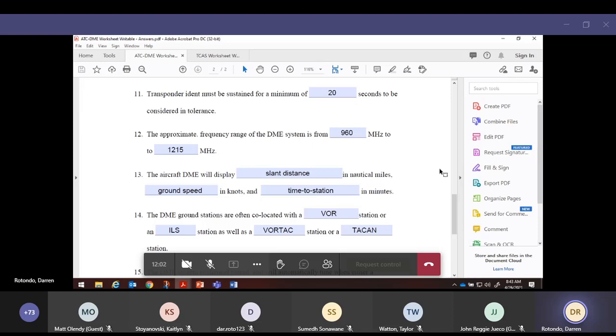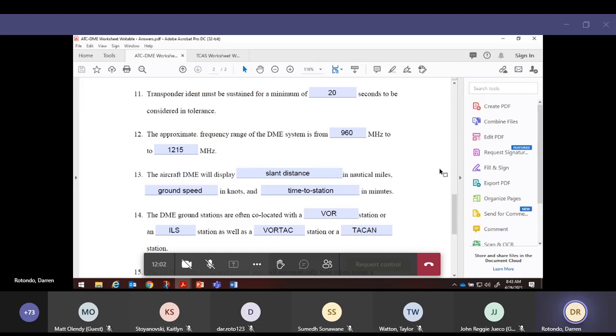Question 14, the DME ground stations are often co-located with a number of other ground stations. It's like Wendy's, Tim Hortons, and Harvey's Swiss Chalet. So you can have a DME ground station co-located with a VOR station. It's exactly what North Bay has. North Bay has a VOR/DME station. You can also have a DME station co-located with an ILS station, so you have an ILS/DME station. You see more of that in the States.